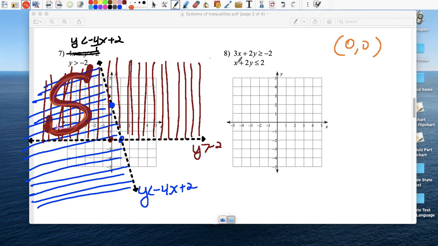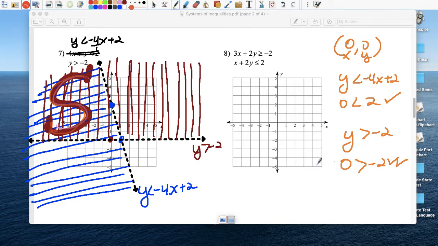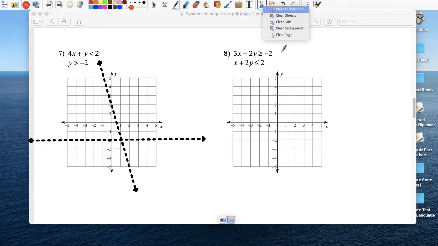So the first inequality is y less than -4x plus 2. If I plug in 0, 0, I get that, and that works for the first inequality. The second inequality is y greater than -2. So if I pick again 0, remember, we're substituting this value for 0 for y and this value for x. So in this case, y is 0 greater than -2. That's also true. So we are good. Last problem.